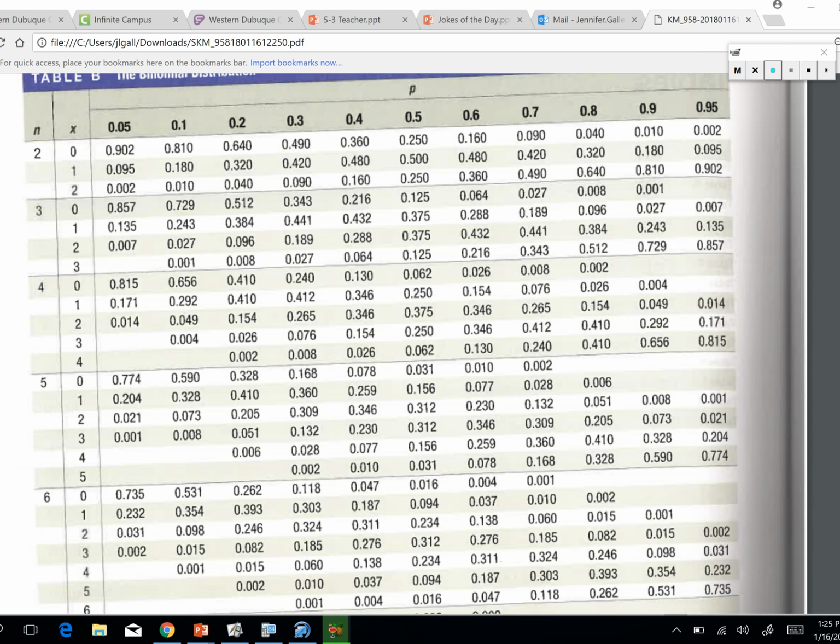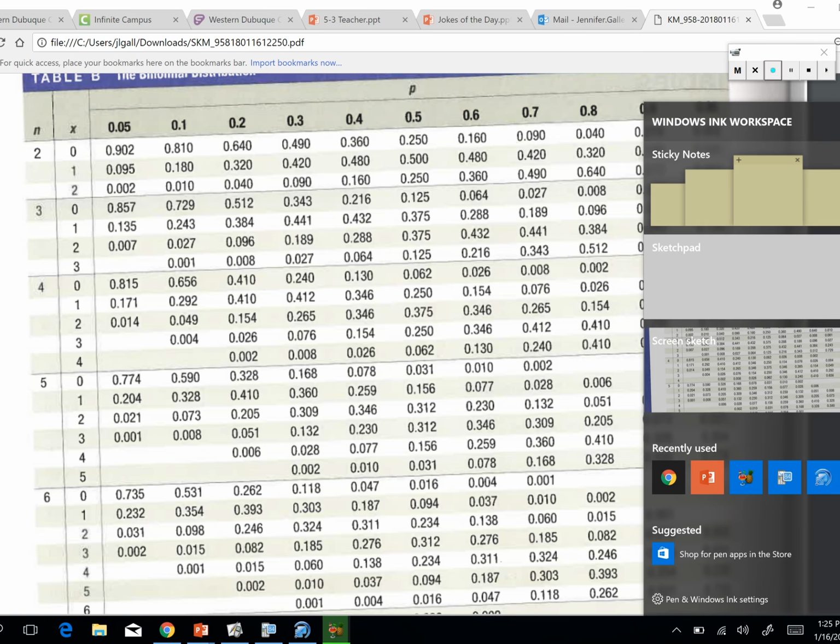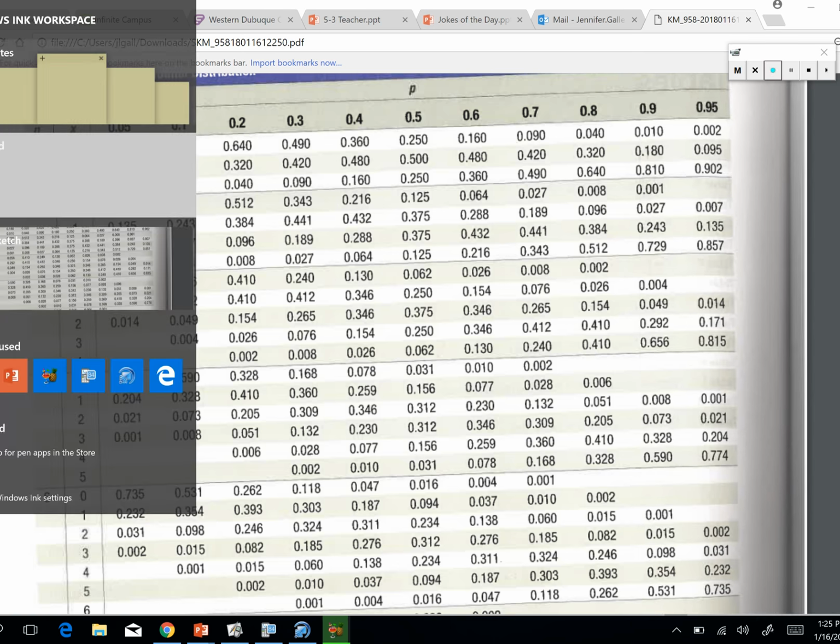hang on here guys, forgot I can't ink on here. Screen sketch, there we go, perfect. All right.